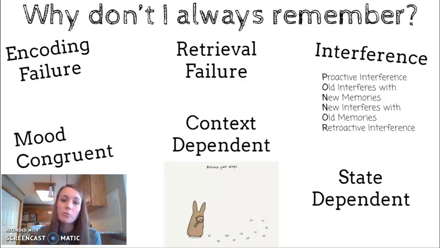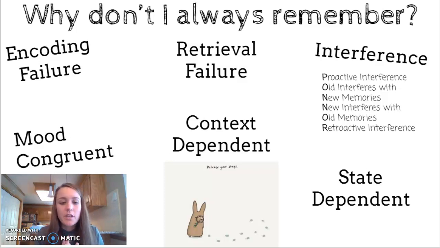A mood congruent memory is a memory that comes back to you when you're in the same mood. So maybe you're angry, and all of the emotions you had when you were angry in another situation, that memory is coming back. A context dependent memory is a memory that is linked with a place. So maybe the next time you go to your grandparents' house, you have a memory of another time you were there, or you're in a place and another memory comes back of being in that same place, and that memory was linked with the context.